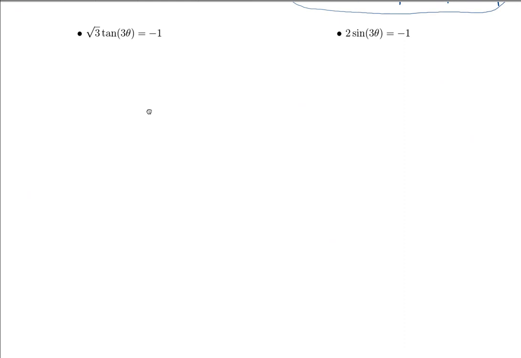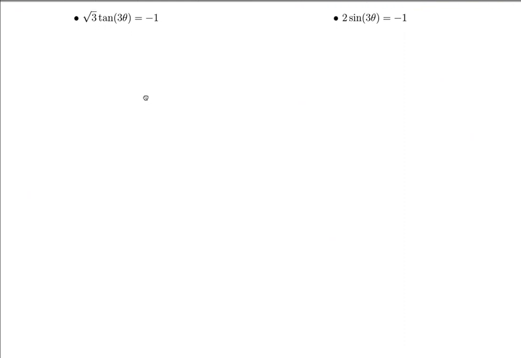All right, so now taking a look at these two here. Let's look at the tangent first. So first of all, we want that tangent to be by itself, right? So we'll divide both sides by the square root of 3. So the tangent of 3 theta is equal to -1 over the square root of 3.